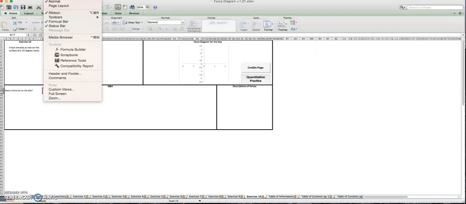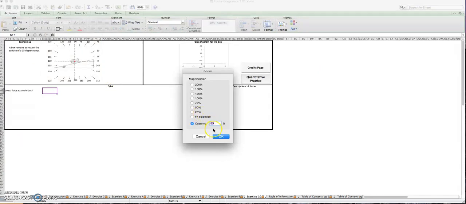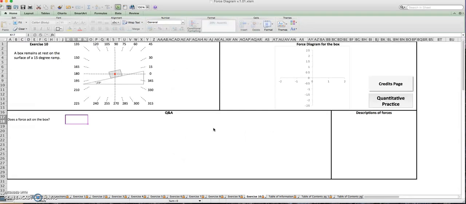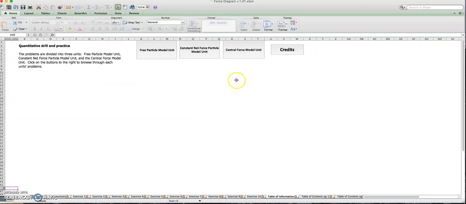And this one is the same idea, except it's in equilibrium. And the angle's 15 degrees instead of 30. So that is all of the conceptual questions. And then there are some quantitative type of problems. So there's the free particle model, constant net force particle model, and central force models. There's 79 questions divided up amongst these 3 units.